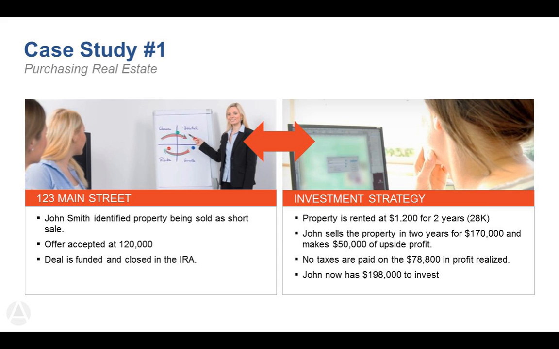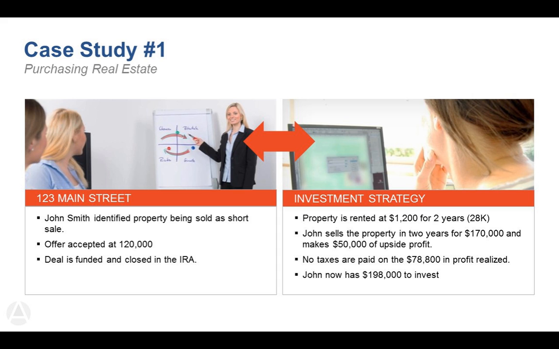The strategy in this instance is the property is going to be rented for $1,200 a month. So for 2 years, that equals $28,000 before any expenses. And assuming that there weren't very many expenses past just taxes and everything else, $28,000 is roughly the mark that they're going to be looking at. In 2 years, John sells the property for $170,000.